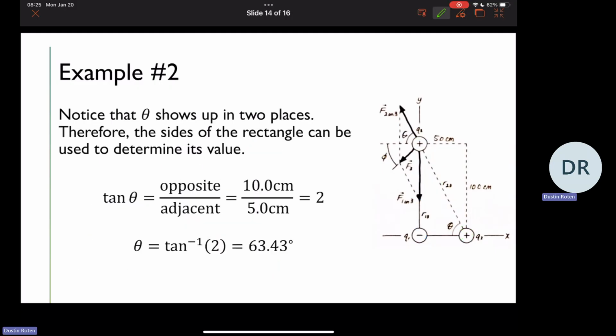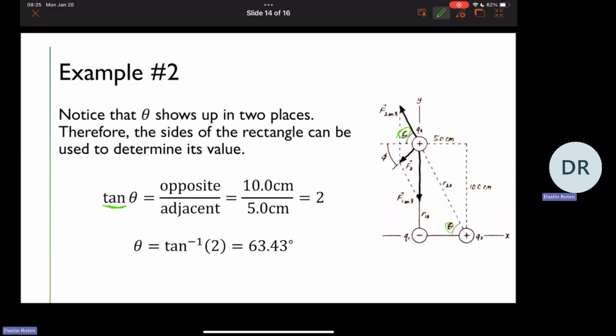Okay, so note that theta does show up in two places. You've got a theta here, you've got a theta here. So we can actually just use the sides of the rectangle given to us in the problem and determine the value of theta here.